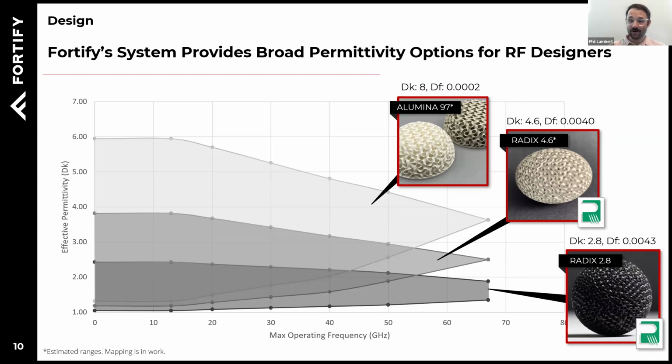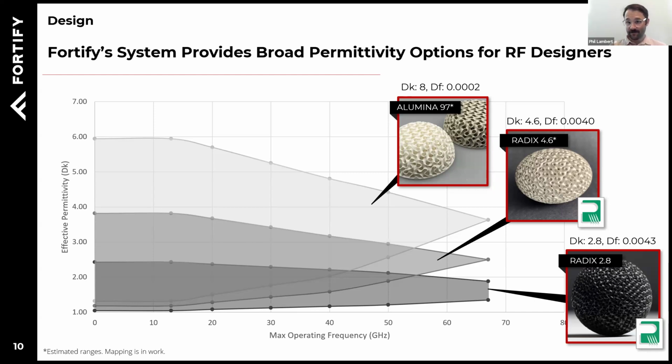Now, if you need a little bit more flexibility in your design and you need a higher dielectric constant range, we also offer the Rogers Radix 4.6 material. This is an emerging material, and it has a base dielectric constant of 4.6 and a loss of 0.0040, very competitive in loss with the Radix 2.8 material. What's interesting here is that we're able to use that same latticing technology, but achieve a much broader range of effective permittivities. So somewhere from about 1.6 up to about 4, depending on what frequency range you're trying to operate in. And so you can't get as low as a 2.8, but you also can get much higher.